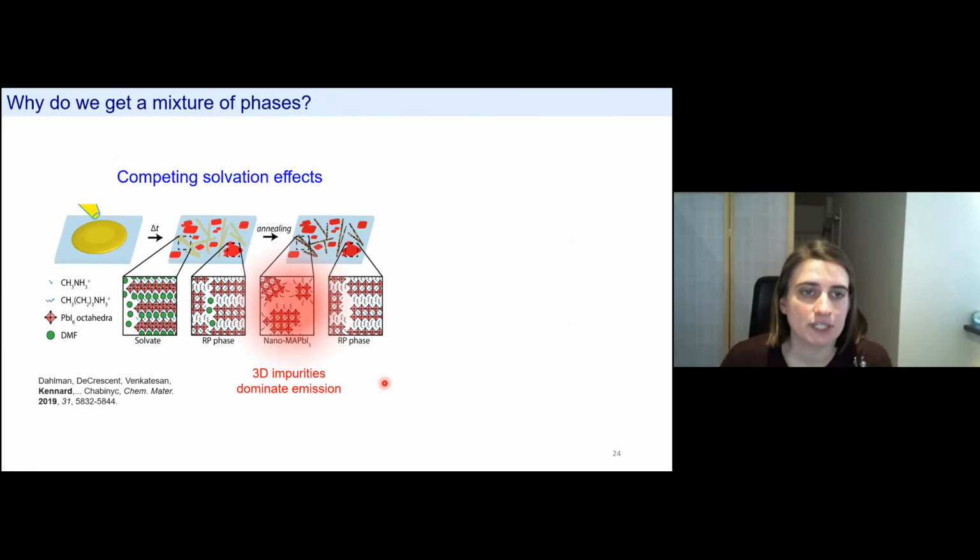So why do we get this mixture of phases? We have competing solvation effects, right? We have alkyl chains of different lengths, we have a polar solvent, and we have inorganic salts. So it's really not so surprising that we have different phases that can form from this.